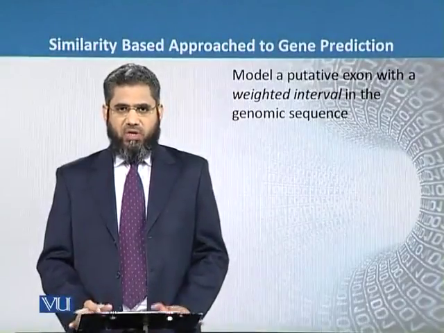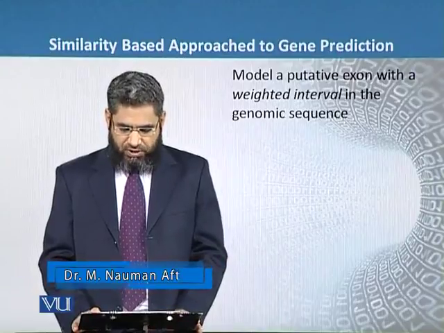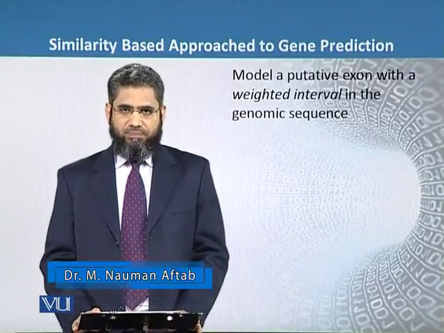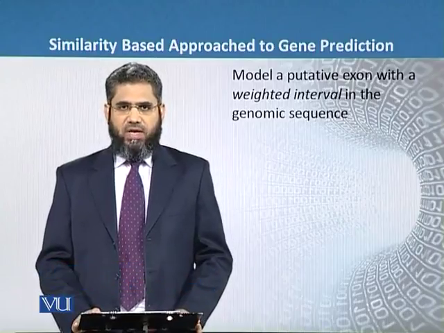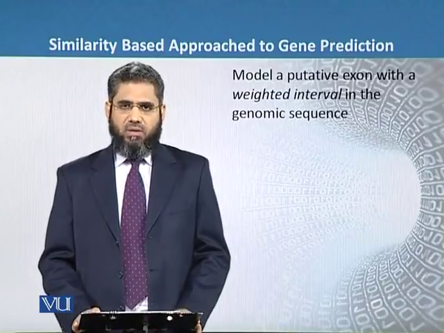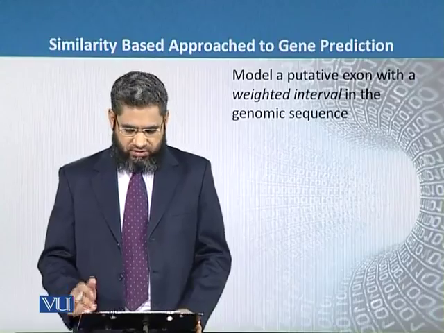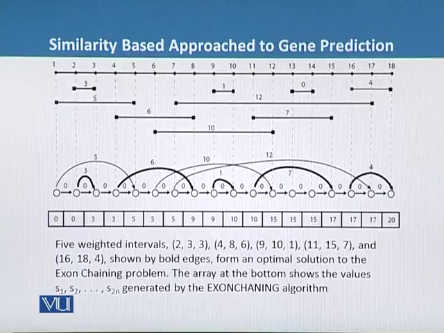Previously we have seen the model of the putative exon with a weighted interval in the genome sequence. Now we will see through a diagram how we can calculate the putative exon by making use of the weighted intervals. So we will find the putative exon by making use of the weighted intervals in this diagram. In this diagram we can see there are 5 weighted intervals.